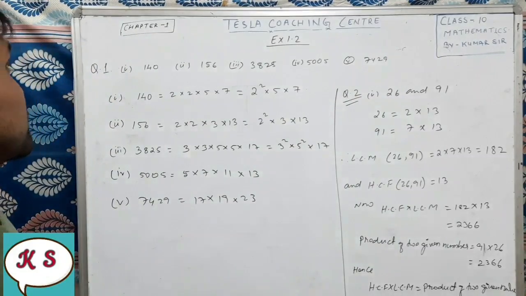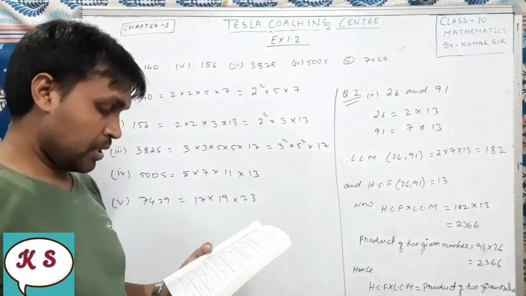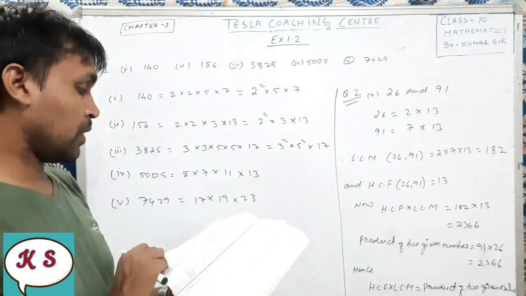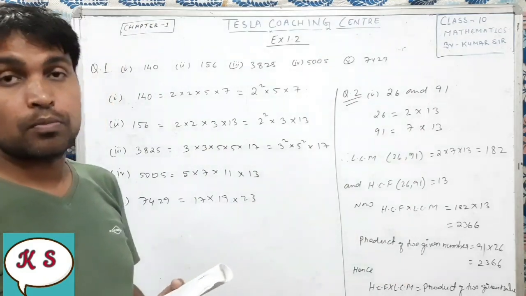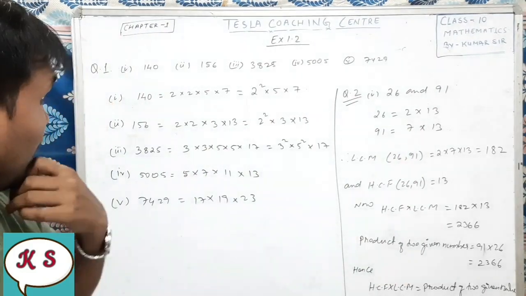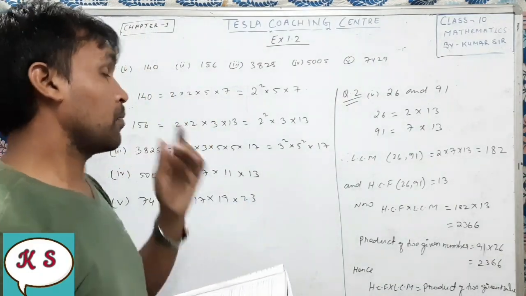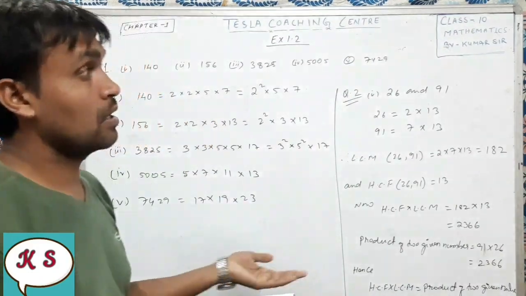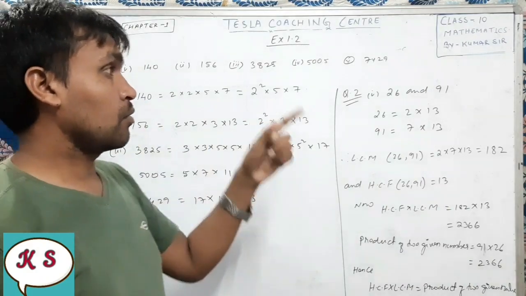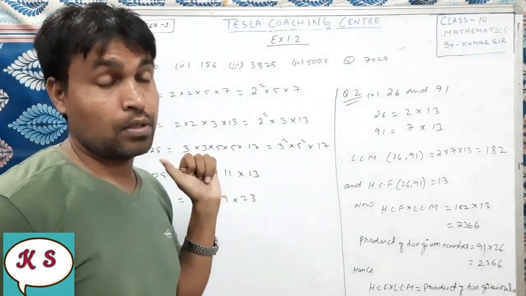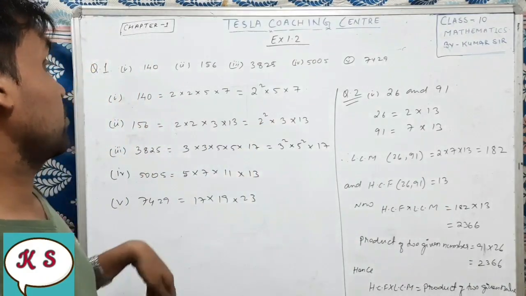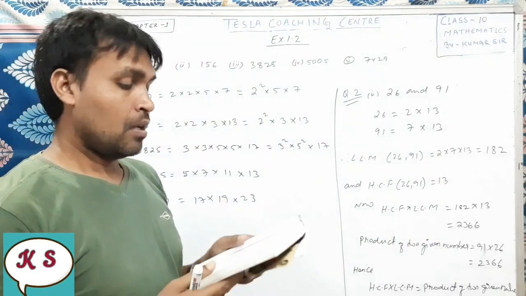1.2. Okay, so these are also very easy questions, and here we have 7 questions which we will be doing within one video. I hope all of you have watched the exercise 1.1 video. If you have not watched it, please go to the channel Kumar Sir, watch that exercise 1.1 video, and then you can switch to 1.2. Okay, let's start.